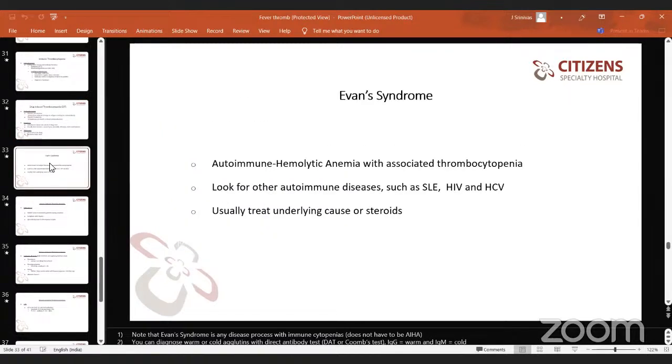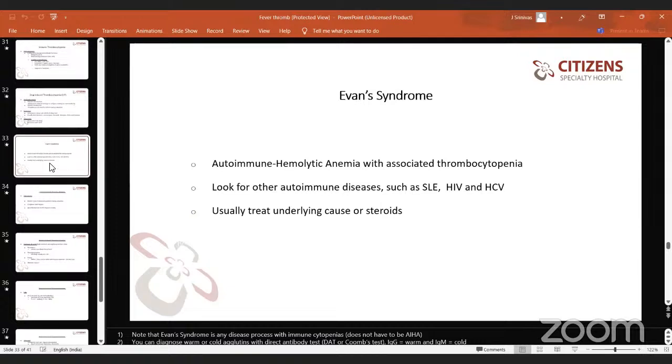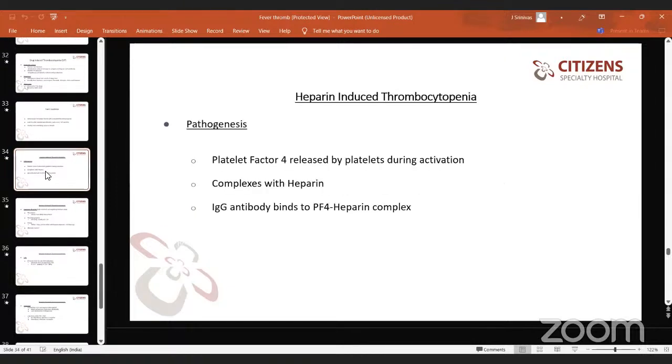Evans syndrome is an autoimmune hemolytic anemia associated with thrombocytopenia. Look for other autoimmune diseases like SLE, HIV, HCV. Usually treat the underlying cause or give steroids.